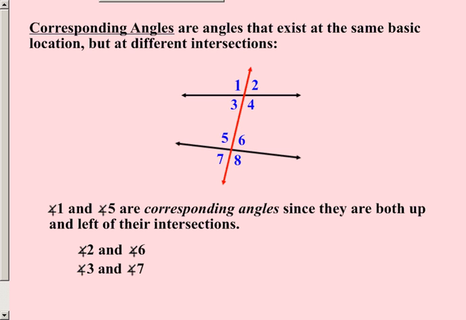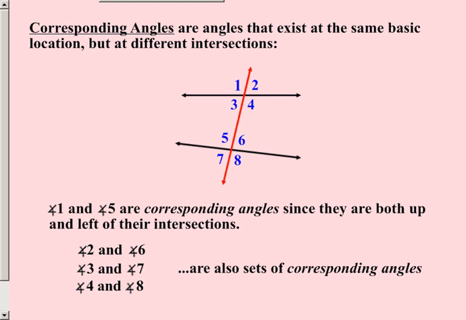And we could also say the same thing for angle 4 and angle 8, which are down and to the right from their respective intersections around the transversal. And all four of those sets of angles would be considered to be corresponding angles. Now, we're not saying anything about their measurements just yet. The term corresponding angles simply refers to their positioning around the intersections. Okay, so let's take a look at the next set.